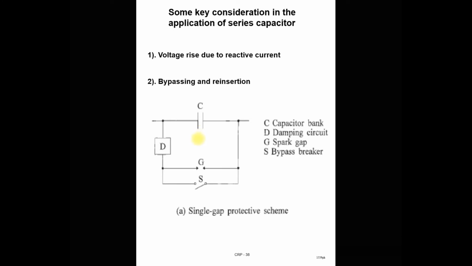So you design the system in such a way that it limits this high voltage level, or you design the equipment so that it can withstand this high voltage during the power swing or high power transfer. So this is the first point you consider when you design the series capacitor for voltage control in the power system. The second point you consider is bypassing and reinsertion.